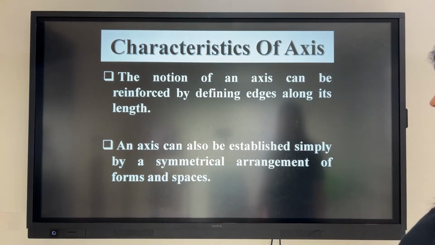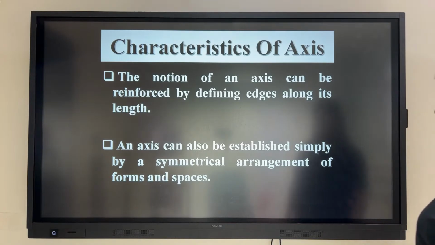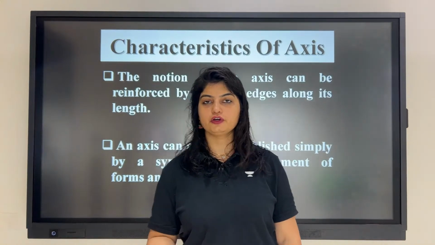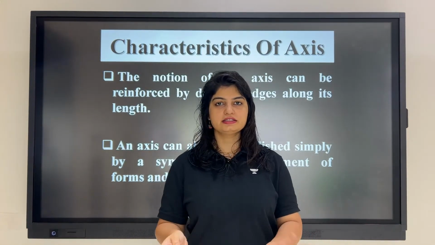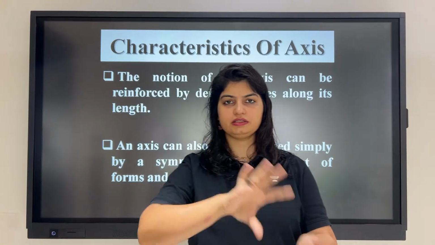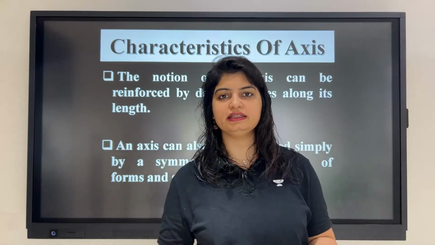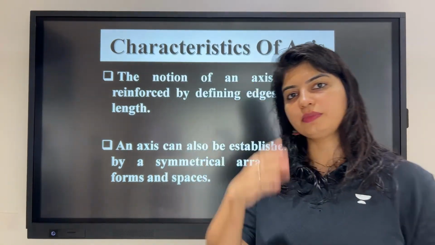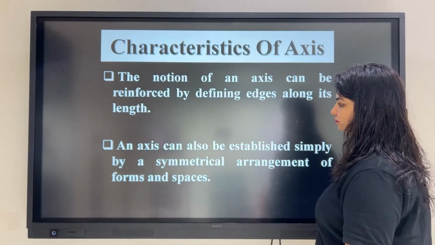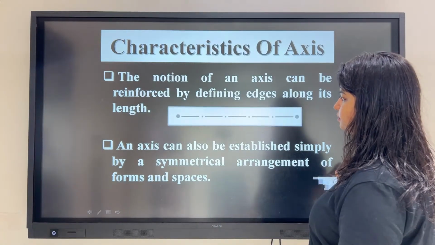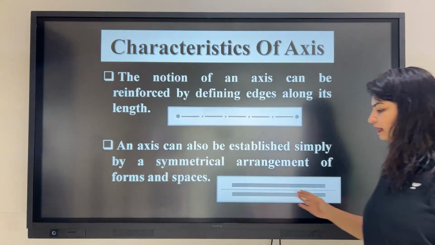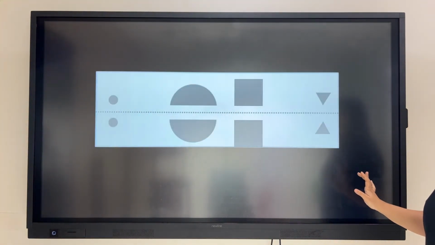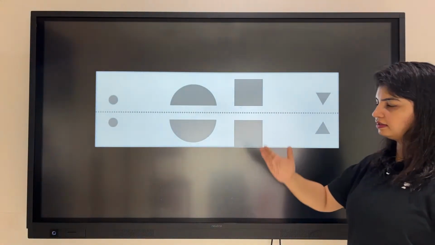An axis can also be established simply by a symmetrical arrangement of forms and shapes. Like the example I gave you, if we are talking about McDonald's, you have it symmetrically arranged along the vertical axis automatically, because the forms on both sides are of equal shape and size. So the axis is formed automatically. An axis can be formed this way too, it's possible. Fine, so this is the axis. Even on the roads you can find this. This is the axis.